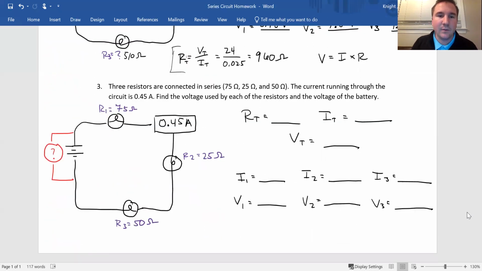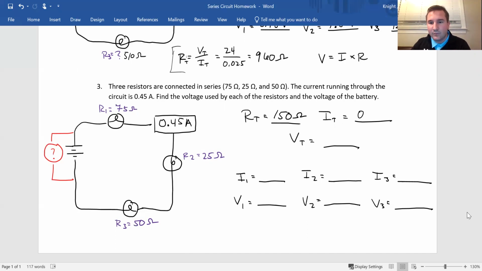And last but not least, we have 3 resistors in series. This time we know all the resistances again: 75, 25, and 50. We also know the current is 0.45, and we want to find the voltage everywhere and the voltage of the battery. So this one's probably the easiest one, if I am being honest, because for total resistance, all we have to do is add up the resistances. 75 plus 25 plus 50. That's 100 plus 50, 150. Current's even easier because they give us the current, and current has to be equal everywhere.